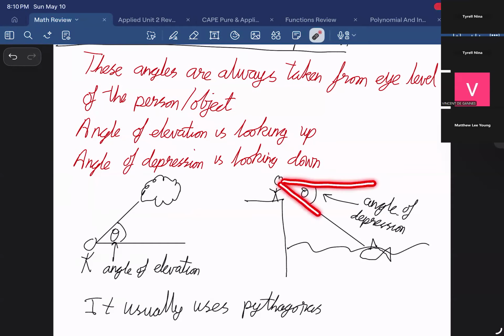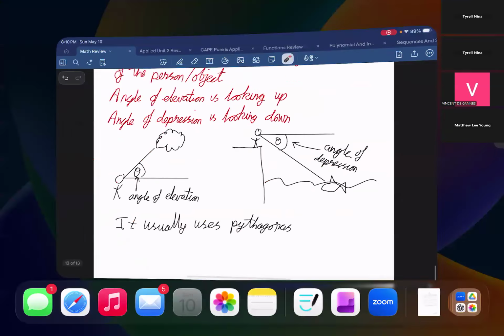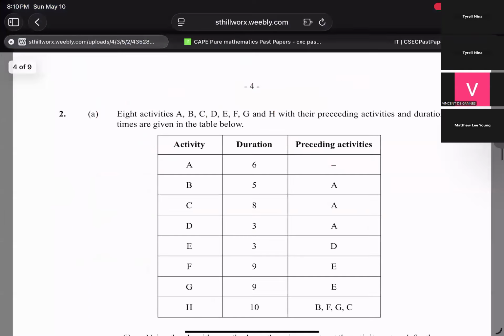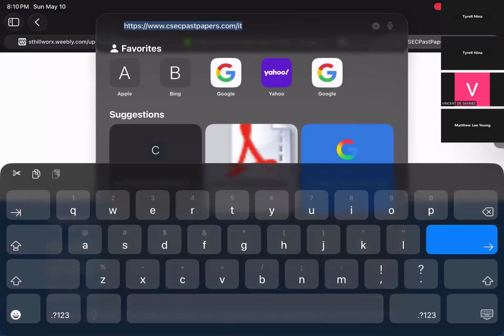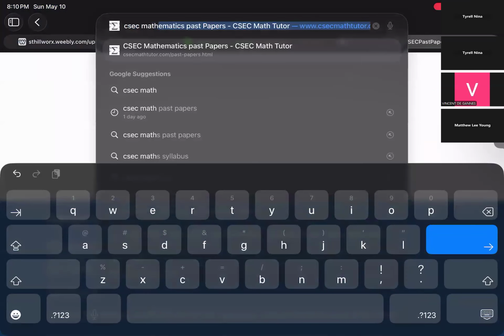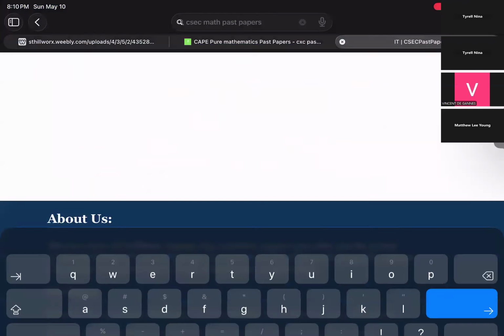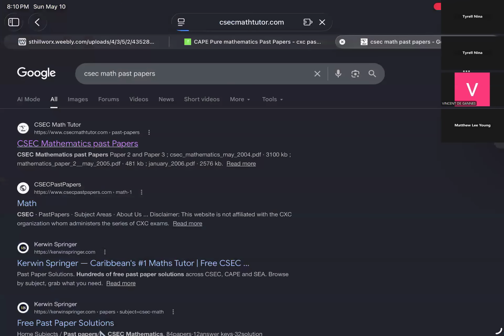How much do I go down to make that angle? Likewise, this is my eye level here. How much do I go up to make that angle of elevation? I usually use Pythagoras. Why do we usually use Pythagoras? It's because you'll most likely always get a right angle triangle.